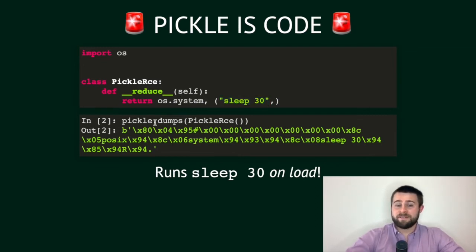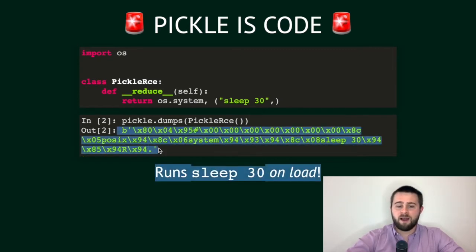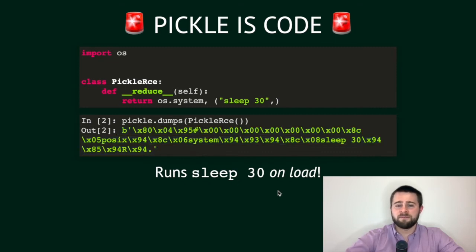When we dump this into a series of bytes, which is what made its way into the session, you can see that the POSIX part of the OS module is being used. There's the system string that refers to loading that system function, and then here's the command to pass to it. So if we call pickle.loads on this byte string, it runs the sleep30 command. You can get Pickle to do whatever you like. You could make it create HTTP requests, delete data, dump the database, and upload it to a server you control, pretty much anything you want.